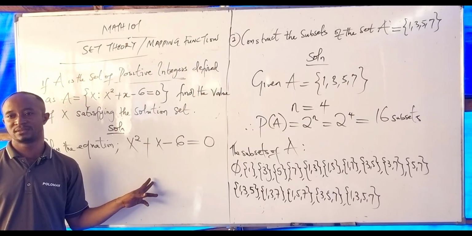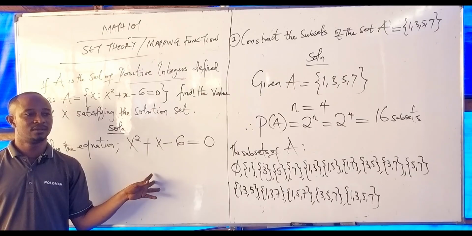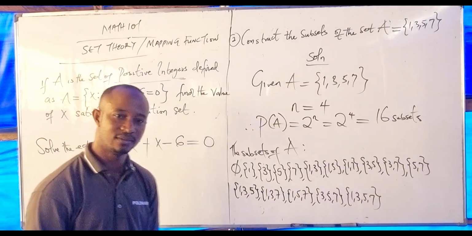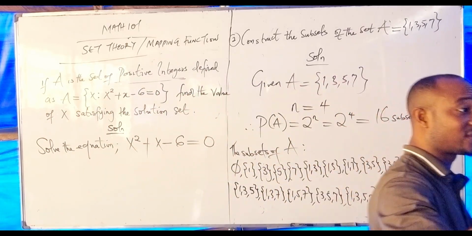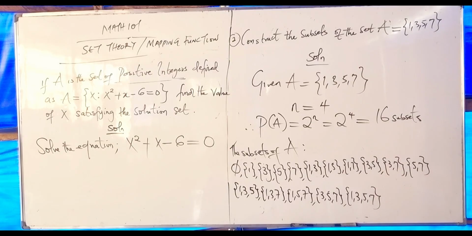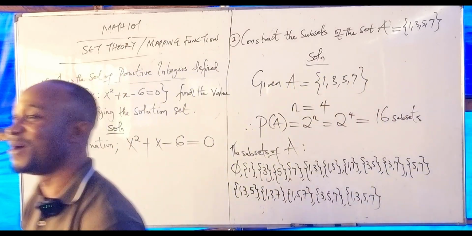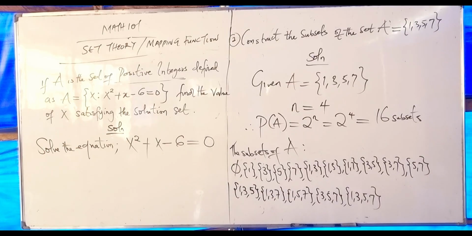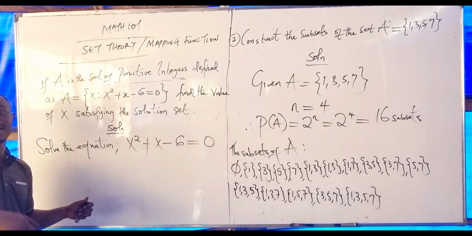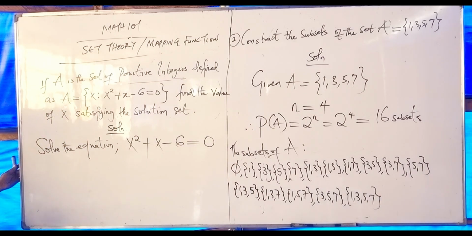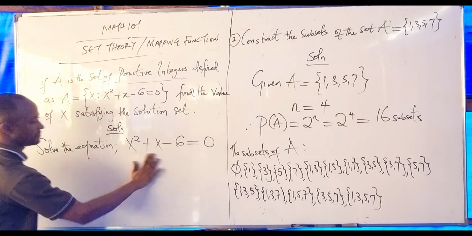What is the first method? By factorization, right? Number 2 is by the formula method. Number 3 is the completing the square method. Right? Are you following? Then we can also have a graphical method. Are you there? But here we can factorize this.